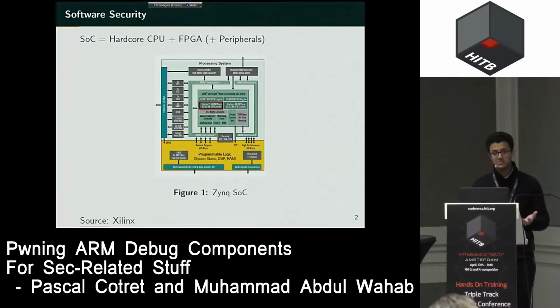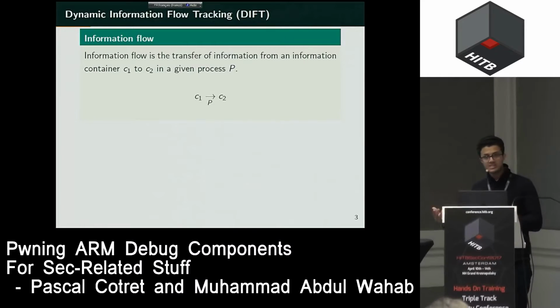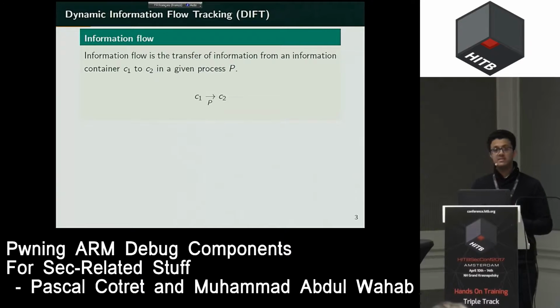How are we going to prevent software security attacks? It is by implementing dynamic information flow tracking. So what is an information flow to start with? An information flow is a transfer of information between 2 information containers. Depending on which level you are looking at, at the low level, information containers can be registers, memory addresses. At the application level, it can be variables, constants. At the operating system level, it can be files.